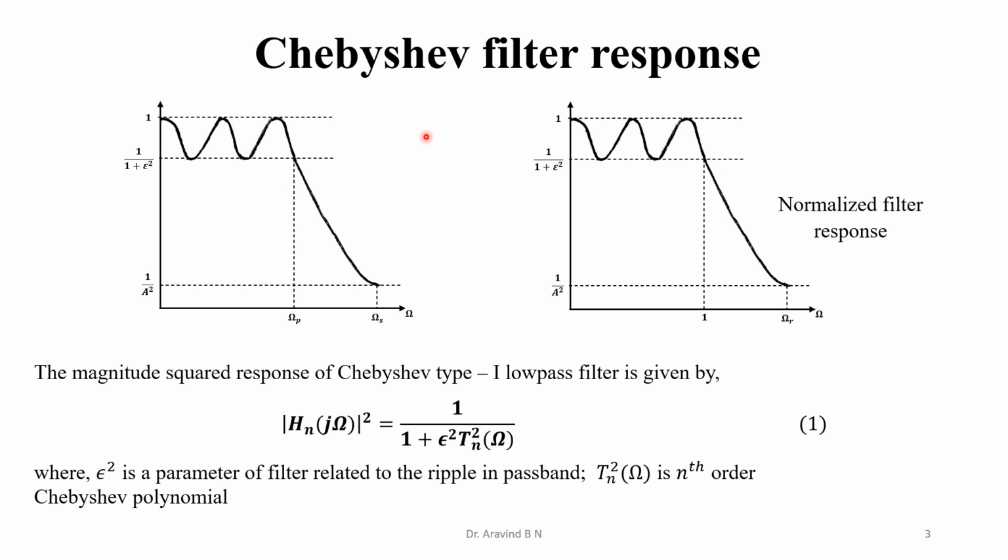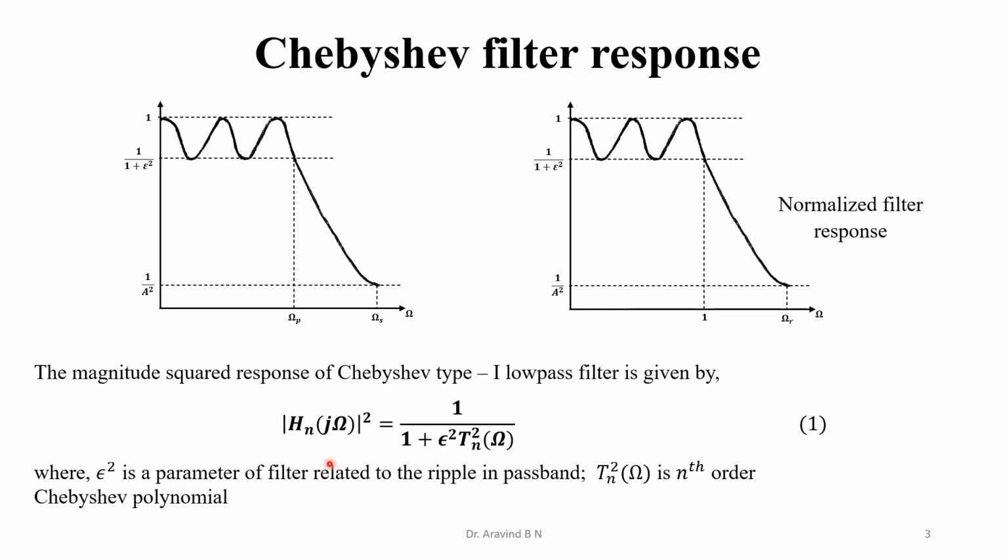So this is a typical response of the Chebyshev filter. This is the normalized response and this is the actual response. In a Chebyshev type 1 filter, it can be observed that there are ripples in the pass band. If this is the case, we consider that as the Chebyshev type 1 response.